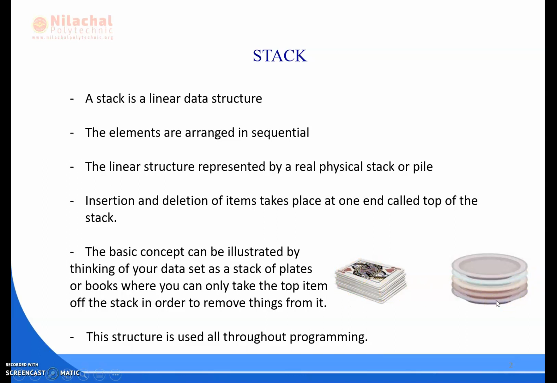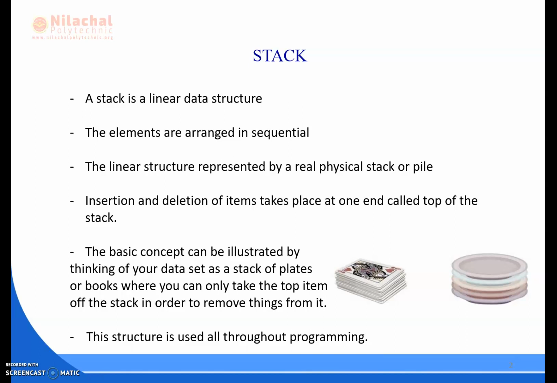Insertion and deletion of items in a stack basically takes place only at one end. That is, if we want to insert another plate in the pile of plates, we will insert it at the top of the pile, not at the bottom. Similarly, if we want to remove any plate, we will remove it from the top only. So this is an example that insertion and deletion takes place only from one end, that is the top of the stack.